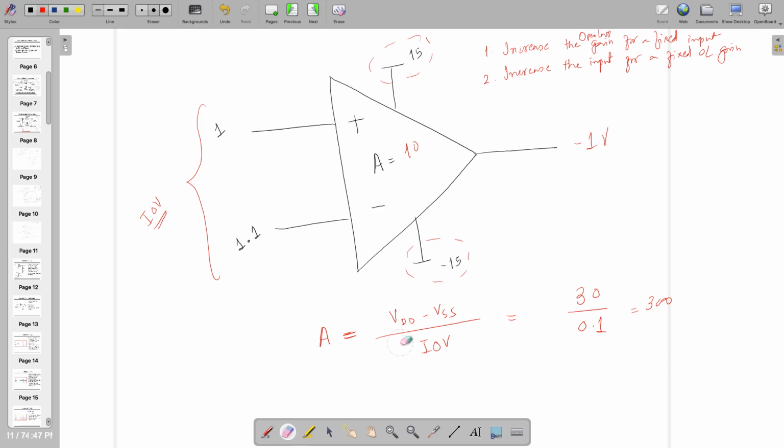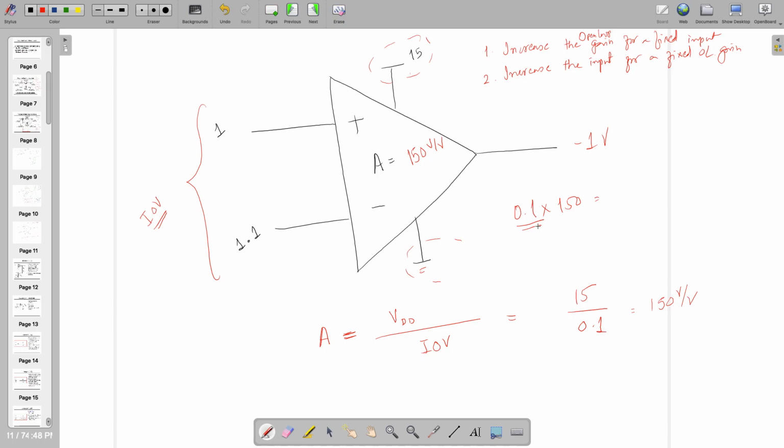Or if this is 0, I need only VDD by this one, then it's 15 by 0.1, and that makes it 150 volt per volt. So this is the minimum number for this amplifier to detect 0.1 volt of input offset voltage, right? So 0.1 multiplied by 150 is going to give you either plus 15 or minus 15, but its minimum detectable input offset voltage is 0.1.